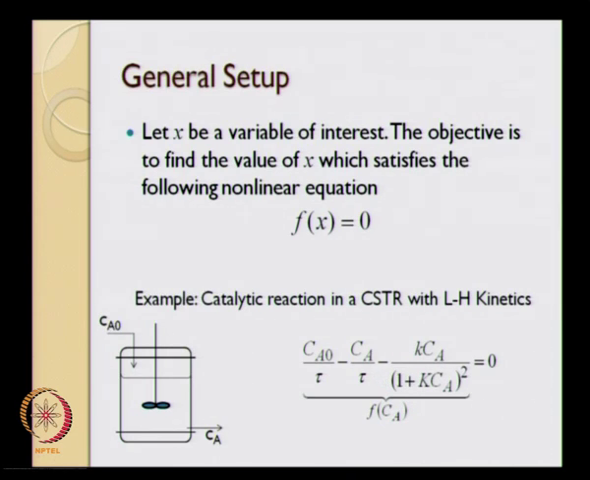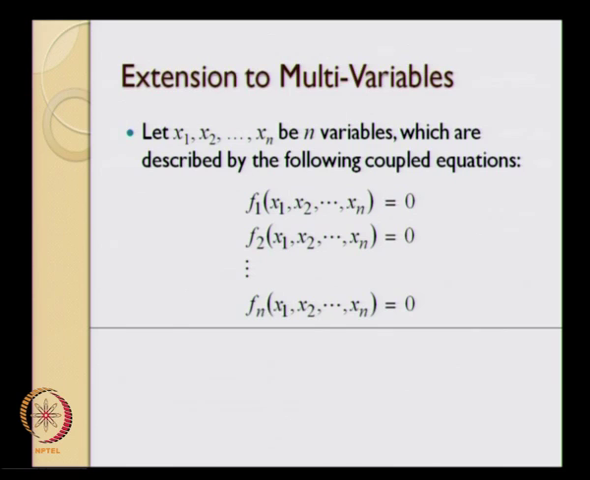So, for example, in this case that particular solution is going to be the concentration Ca that we are going to get out of this particular reactor if tau is the residence time in this particular cell. Now, that is when we talk about a single variable case. Let us look at the extension to the multivariable case.